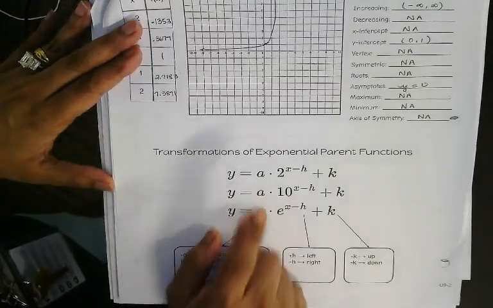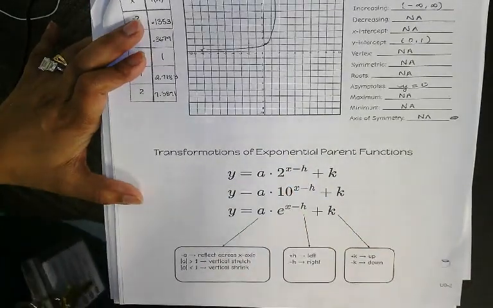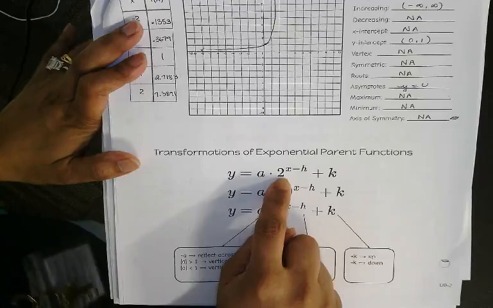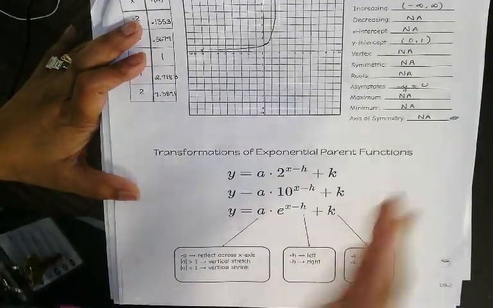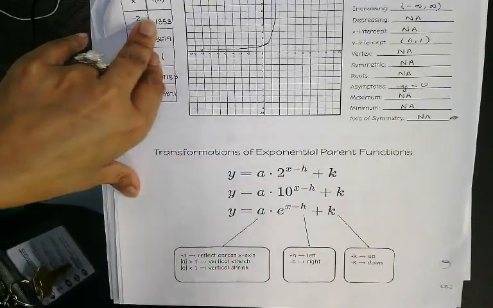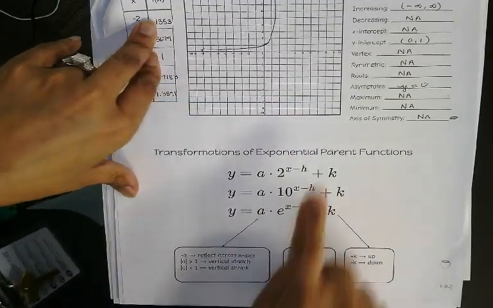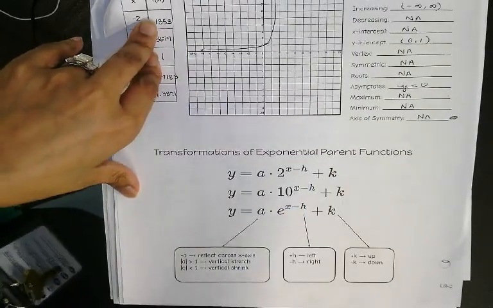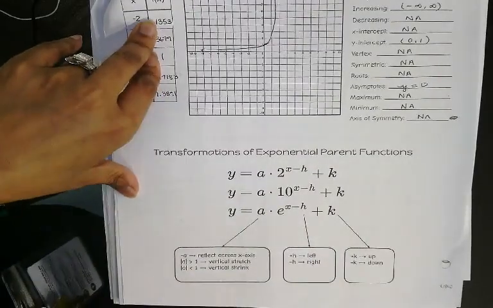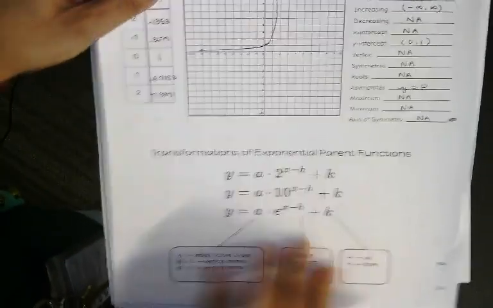Now, if you look at the transformation rules over here, you're going to have 3 different functions in this unit, and whichever is with your base, so if you have it with the 2 or 10 or e, it's going to be either left or right, and the left and right value is the same. If it is a positive, it's going to go to the left, and if it is a negative, it's going to go to the right. And at the end, if you have a plus or minus, it's going to go up or down. If you have a number multiplying at the beginning, it's going to be vertical stretch. If you have a negative, it's going to be reflection. The rules are very much the same. Nothing is changing. You just have to know how to apply them.